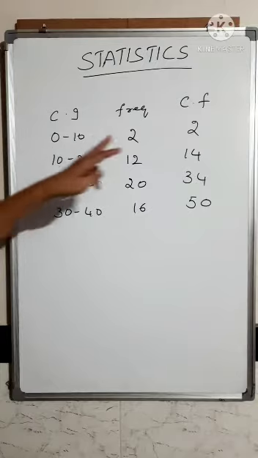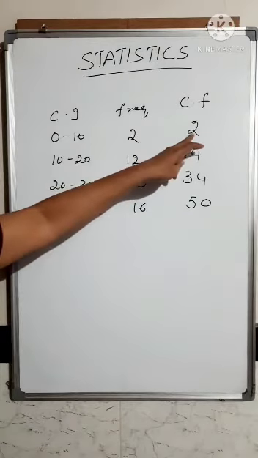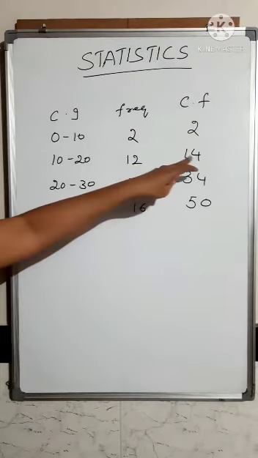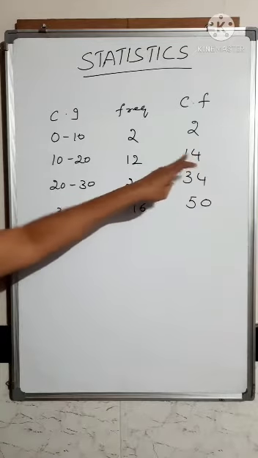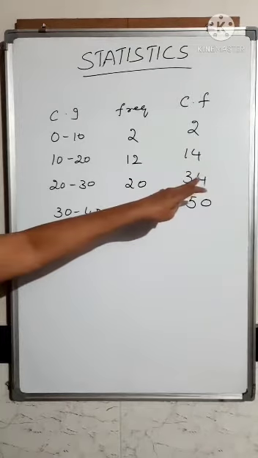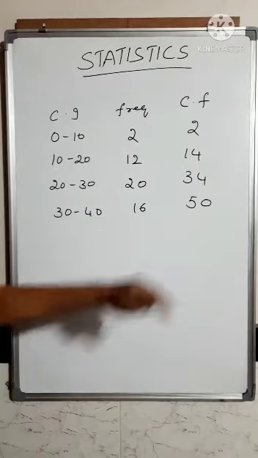So what you have to do is write the first frequency as it is, add it to the next number and write the total here, then add to the next number and write the total here, then add to the next number and write the total here.